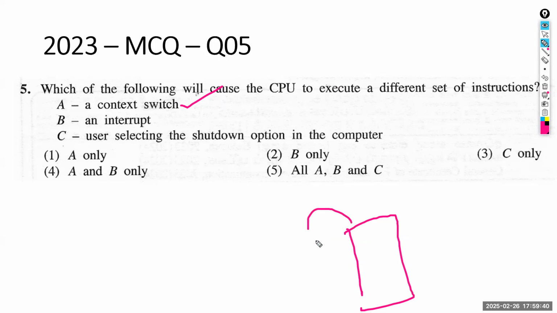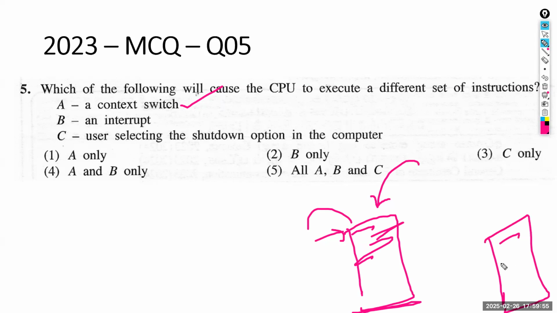Obviously, when we do context switching, that is giving attention to a different process. So then, of course, a different set of instructions must be run. From the last executed point, it will read the PCB of that process, initialize the registers and so on, and execute from that point on. Then again, when there is a context switch, a different process will be initialized and executed from that point, using the PCB. Therefore, A is correct, right? When there is a context switch, a different set of instructions must be executed.